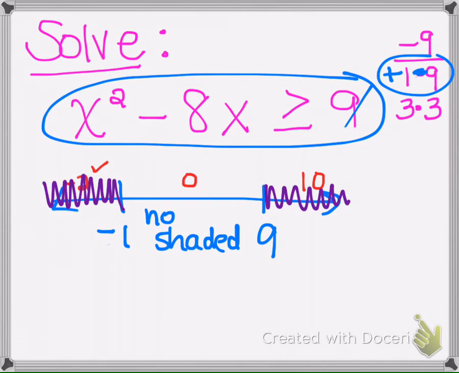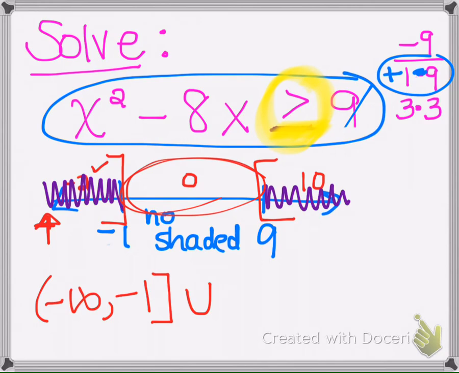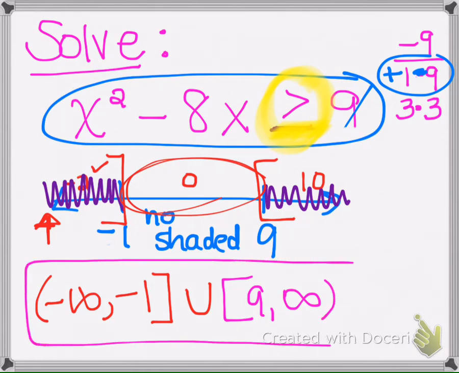Now we need to know whether to use brackets or parentheses. Since there is this line right here underneath, that is how we know that we're going to have brackets here and here. So as an interval, it's getting bigger and bigger and bigger on this side, so any number less than negative 1. And then we have, it stops, it's not shaded over here, so we put or to separate it. And then anything bigger than 9 can go in for x. So this is our solution as an interval notation.